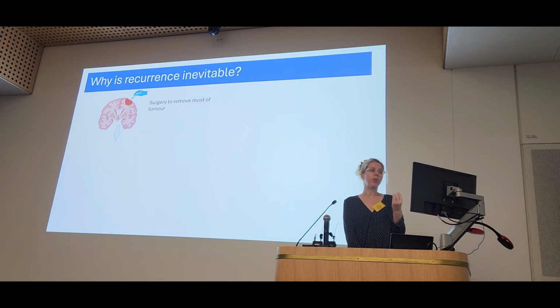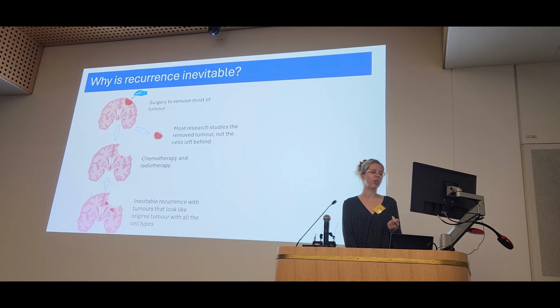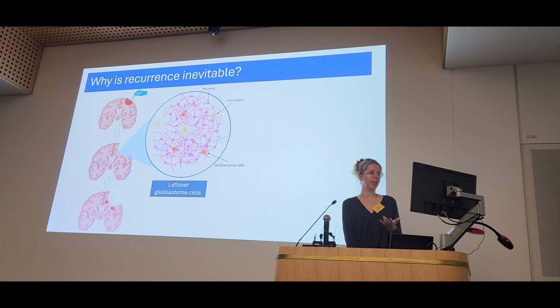So why is recurrence inevitable? After surgery removes most of the tumor, it can't remove all because there's infiltrating cells. The patient then undergoes chemotherapy and radiotherapy, but unfortunately, not all cells are killed, and recurrence comes back, and often very close to the margin, the tumor comes back. So what is the objective of this project? Let's look at these cells that are left over after surgery and that resist the chemotherapy and the radiotherapy.